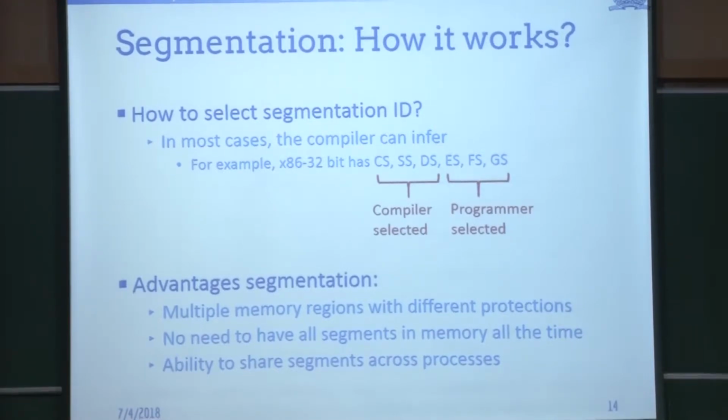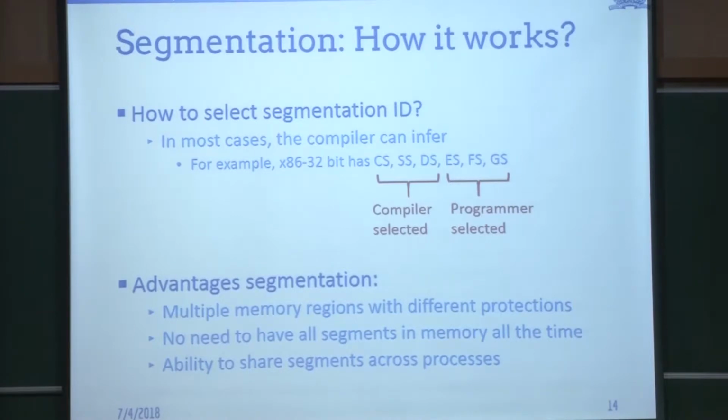How do you actually select the segment ID? Sometimes the compiler can infer it, because if you're trying to use some code, it will automatically use the code segment; some basic data that you are accessing is the data segment, and then the stack segment. But there are also some other segments that the programmer has to explicitly select. This type of segmentation is implemented in x86 processors. x86 means generally the Intel and AMD processors, the ISA you have probably already heard of. On the 32-bit version, the 32-bit binaries that you create, they have this kind of segmentation.